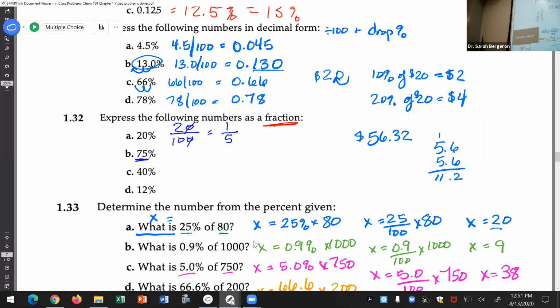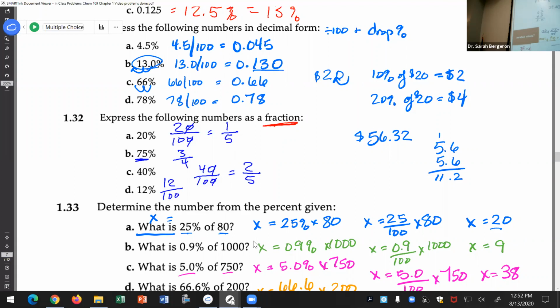How about 75%? 3/4, how'd you know that's so easy? Quarters, that's right, that's right. Okay, 40 over 100, right? Our zeros cancel, so 4 over 10 reduces to 2/5.